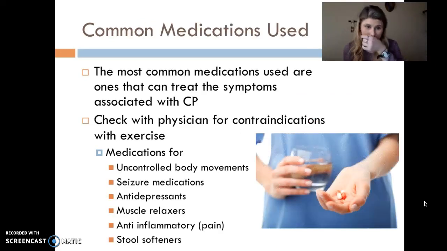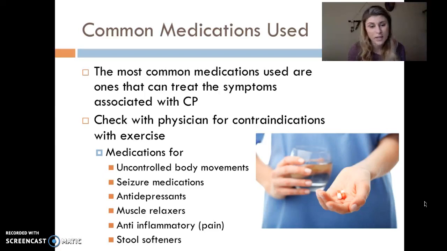So common medications used, these are the medications that are used to treat the symptoms associated with cerebral palsy, and a lot of them should be checked with a physician for any contraindications for exercise. A lot of the medications they take are for their uncontrolled body movements, and their seizure medications, like anticonvulsants. They take antidepressants sometimes to help with things like social pressures, and the limitations that they face every day.